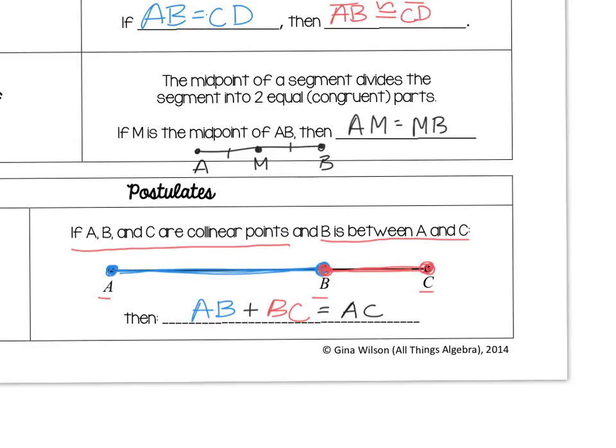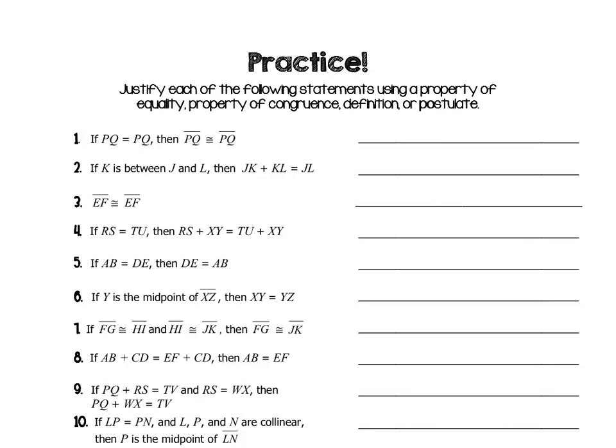So not necessarily that B is a midpoint, but the segment addition postulate just states that if A, B, and C, 3 points are collinear, and B is between A and C, then AB plus BC equals AC. So let's go ahead and practice the following questions by justifying each of the following statements using a property of equality, property of congruence, definition, or postulate.